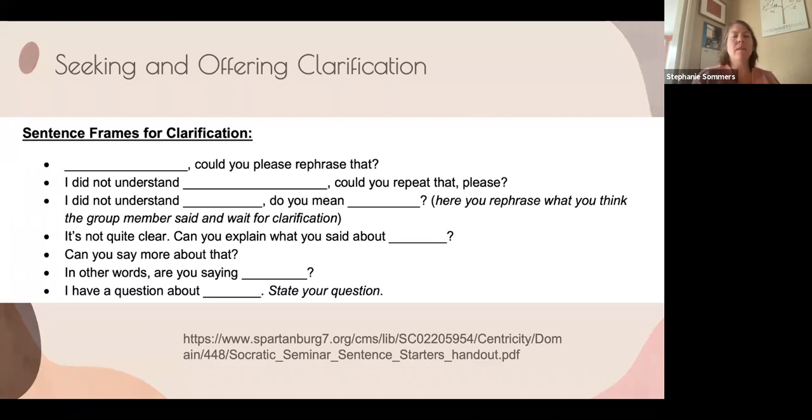And so here are some different frames that come from this website here, Spartanburg 7. So, using someone's name, for example, Amber, could you please rephrase that? I did not understand blank. Could you repeat that, please? I did not understand blank. Do you mean? Okay. It's not quite clear. Can you explain what you said about? Can you say more about that? In other words, are you saying, that's where the paraphrasing comes in, or I have a question about, right?